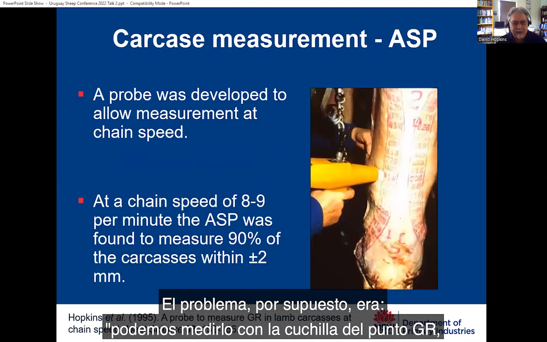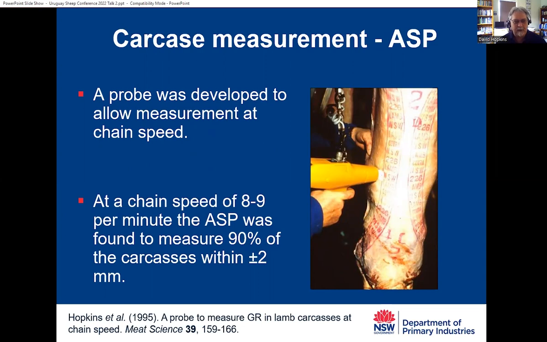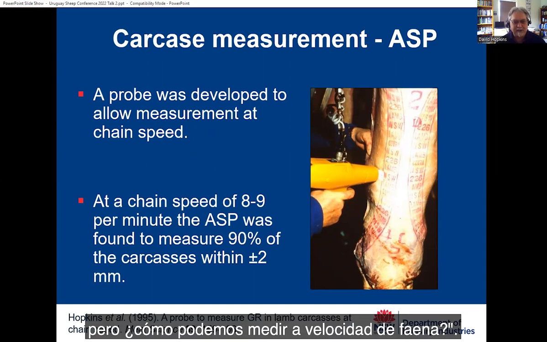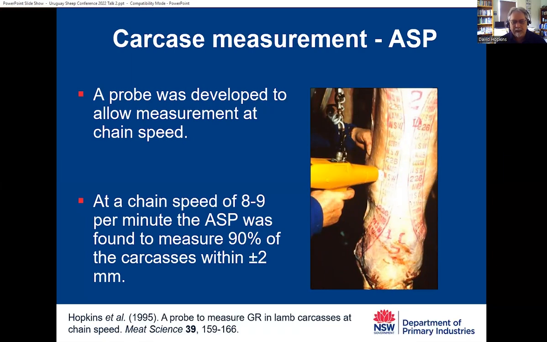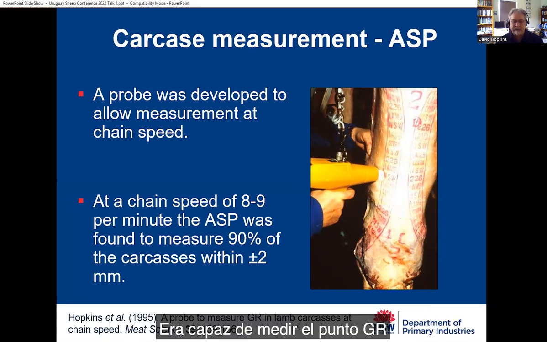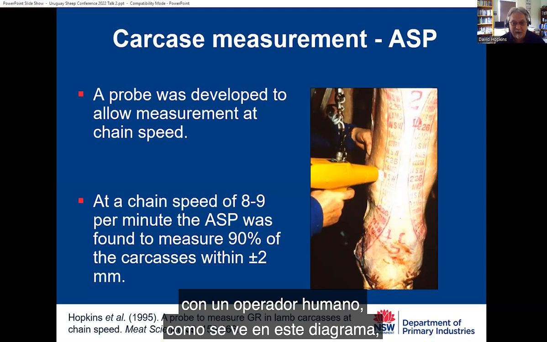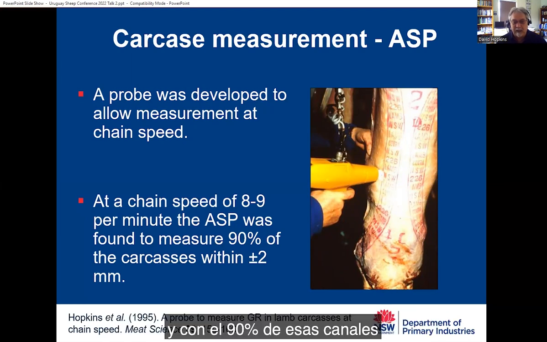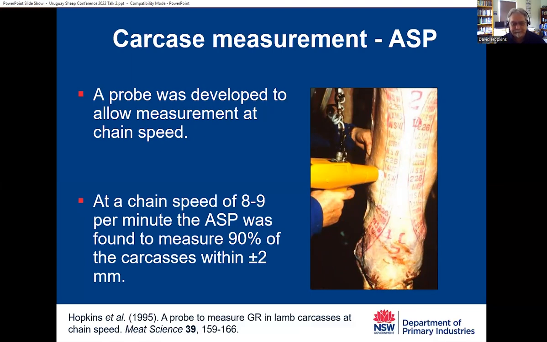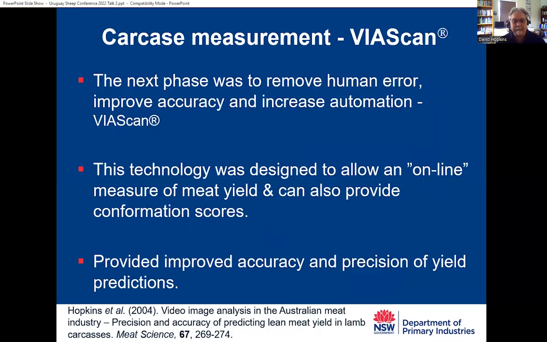Now, the problem, of course, was, okay, we can measure it with a GR knife, but how do we have measurement at chain speed? And in the 80s, a probe was developed called the osmotic sheet probe, and it was able to measure the GR measurement with the human operator, as shown in this diagram, at up to sort of 9 to 10 carcasses per minute, and with 90% of those carcasses within plus or minus 2 millimeters. And that was the accepted standard at the time. And the paper that describes that first work is given in the bottom.